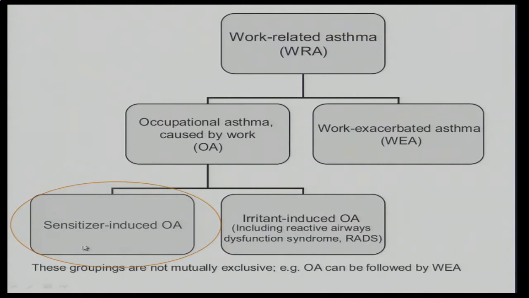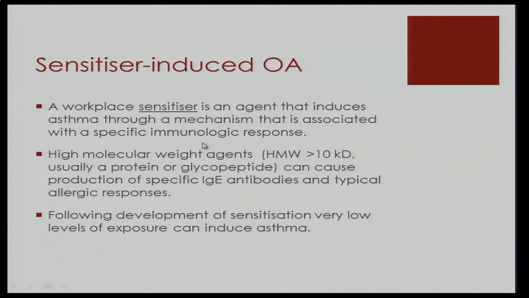So sensitizer-induced occupational asthma is the most common form of occupational asthma. It accounts for 90% of all cases of occupational asthma. And a workplace sensitizer is an agent at work that can cause asthma through a specific immunological response. So it's an immunological disease. And we divide the causes of sensitizer-induced occupational asthma into the high molecular weight group and the low molecular weight group, which is important. It's about trying to put people and exposures in boxes, but it's helpful from a clinical point of view too.